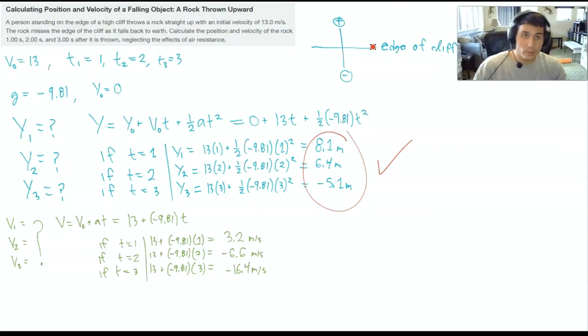And by the way, you define the origin where you want. But remember, if you define it where you want, that means you have to define what's positive and what's negative. And we did do that. So this makes sense. So let's give it a red box because it's correct. A check mark.